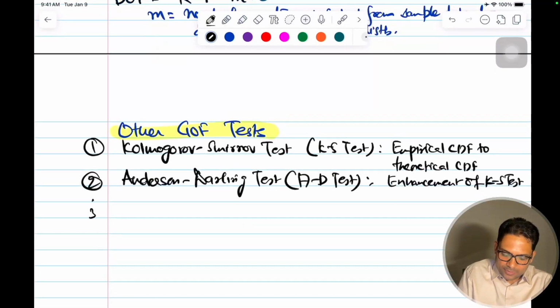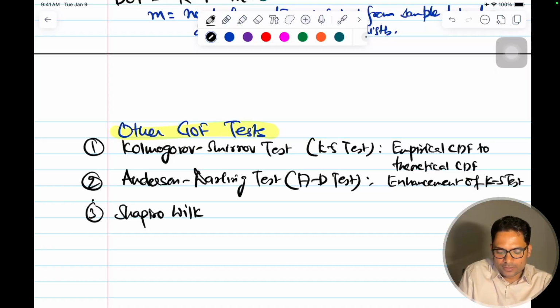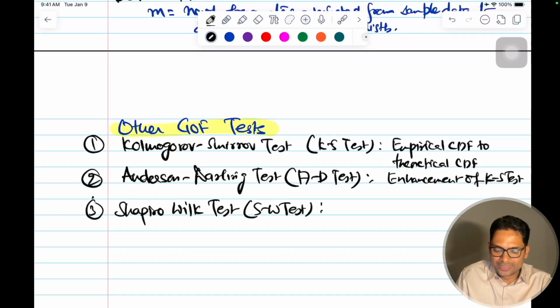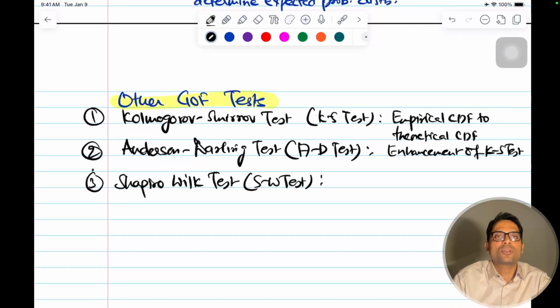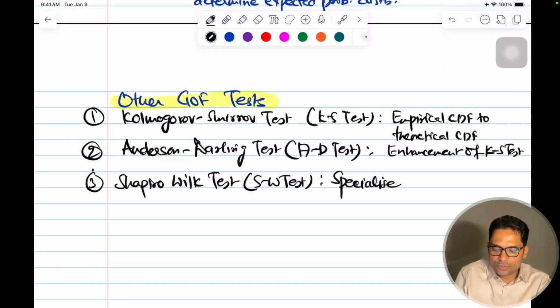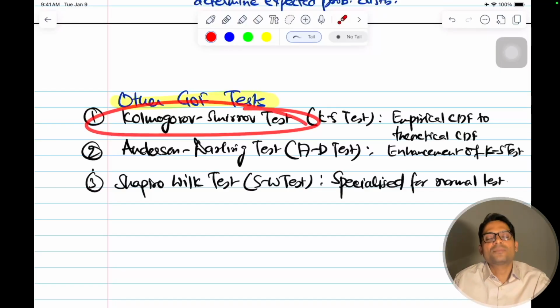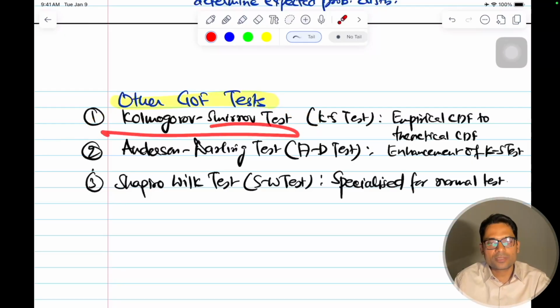Okay, and then we have one more test called the Shapiro-Wilk test, or SW test. This is specialized for normal distribution. When you want to check whether a distribution is normal or not, then we use this Shapiro-Wilk test. When we know that the data is normal, we go for the Shapiro-Wilk test. But if we have any other kind of data, mostly we start with the K-S test, the Kolmogorov-Smirnov test.